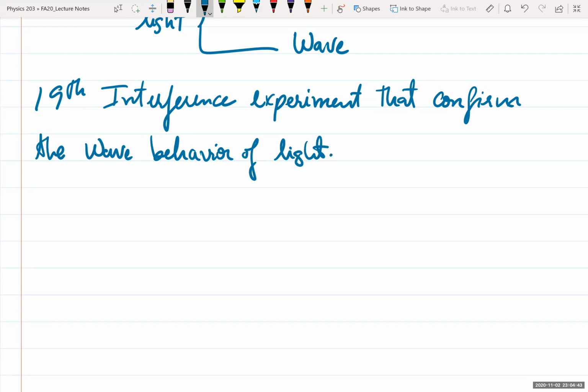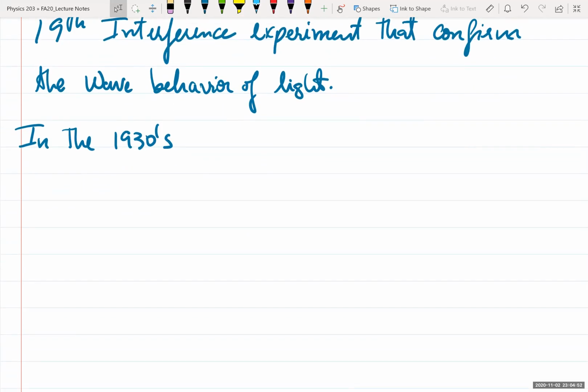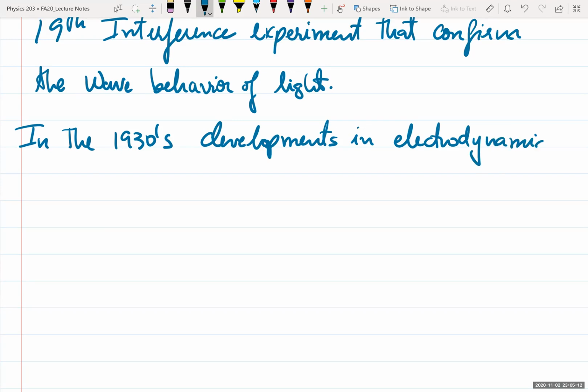Okay. Finally, in the 1930s, developments in electrodynamics reconcile both behaviors of light, the particle behavior and the wave behavior. So in 1930, developments in electrodynamics reconcile both behaviors of light.